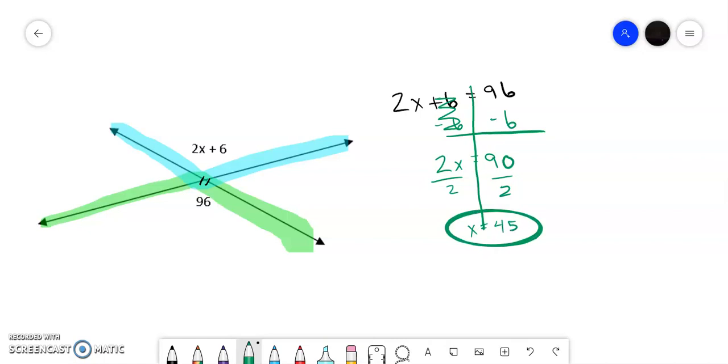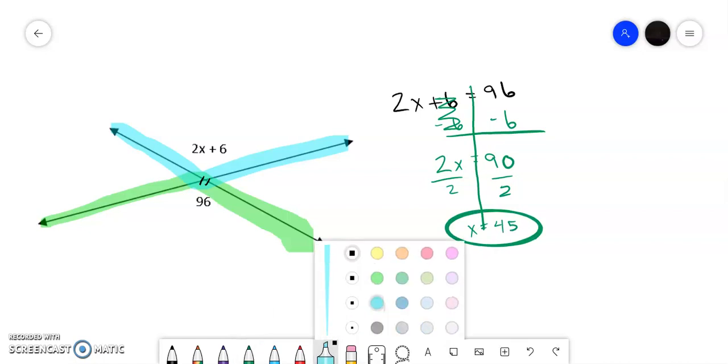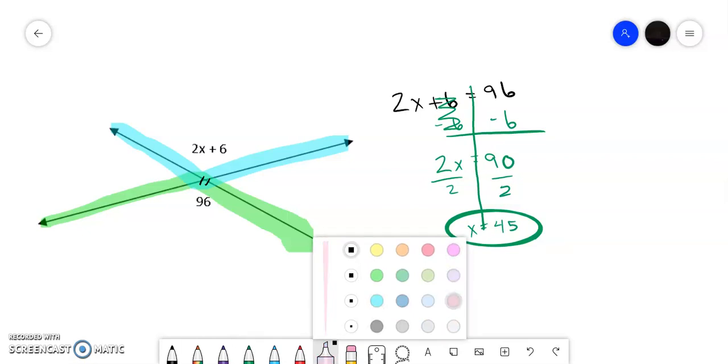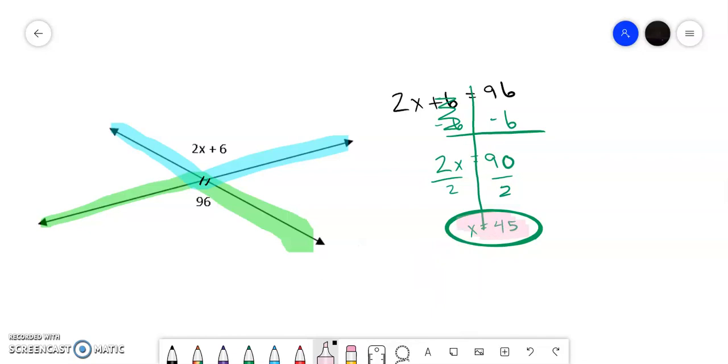So vertical angles are very similar to, they're in the same family as, complementary and supplementary, but as opposed to setting them equal to 180 or 90, you set them equal to each other because they're equal to each other. So 96 is equal to 2x plus 6. So we solved for x and we got x to be 45.